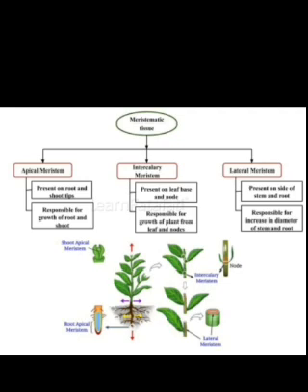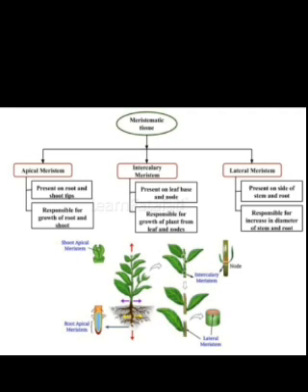Moving on to the classification of plant tissues, based on dividing capacity, plant tissues can be classified as meristematic tissue and permanent tissue. Let's discuss meristematic tissue first. Meristematic tissue is also called growing tissue. These are responsible for growth in plants. Cells in these tissues can divide and form new cells.